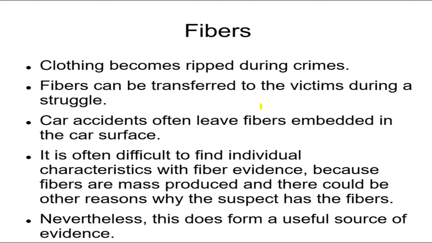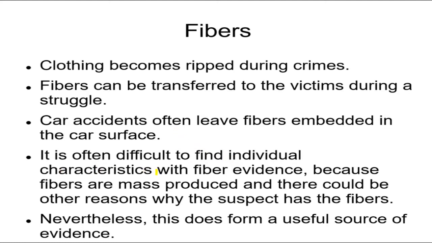A lot of possibilities. Interestingly enough, in car accidents, when cars hit people, the fibers of the people's clothing are often found embedded in the car surface. So in a hit and run, we can actually identify the car based on the fibers that are there. As with hair, it's very difficult to find individual characteristics.